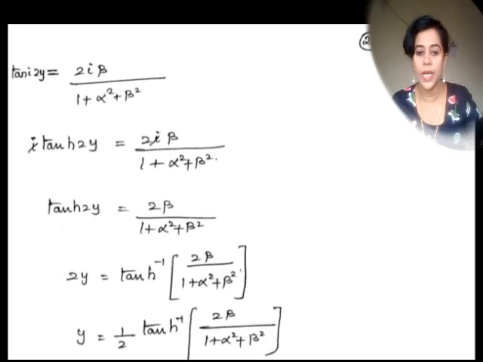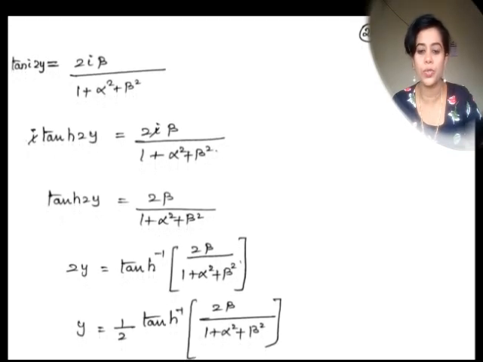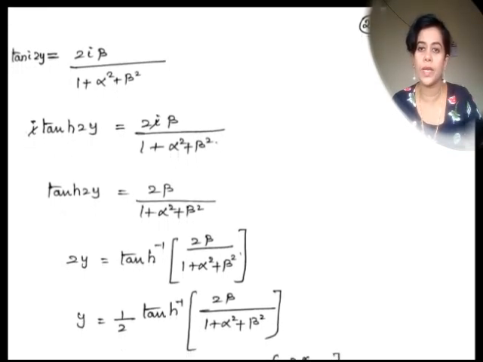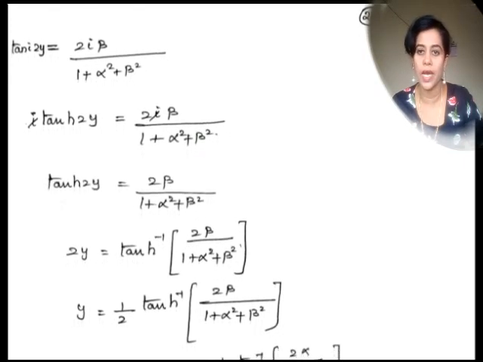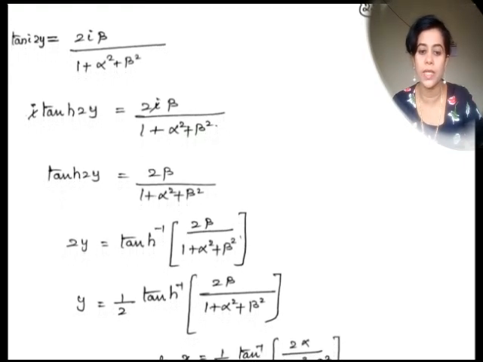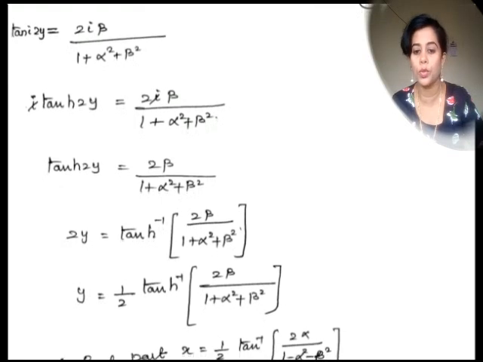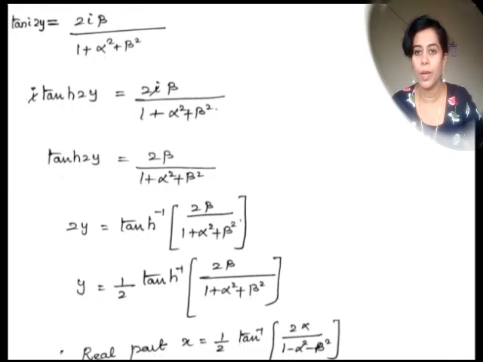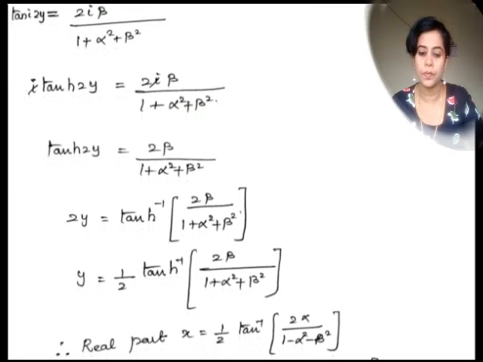So tan i2y can be written as i times tanh 2y equal to 2iβ. So on the right hand side and the left hand side, we are having i terms. So i gets cancelled. It is tanh 2y is equal to 2 beta divided by 1 plus alpha squared plus beta squared.